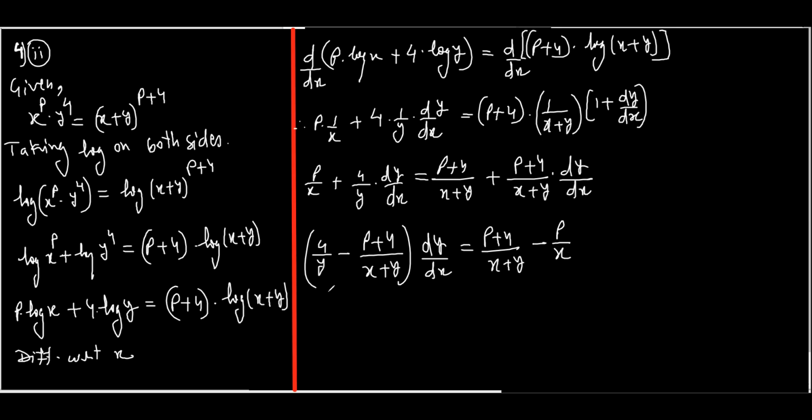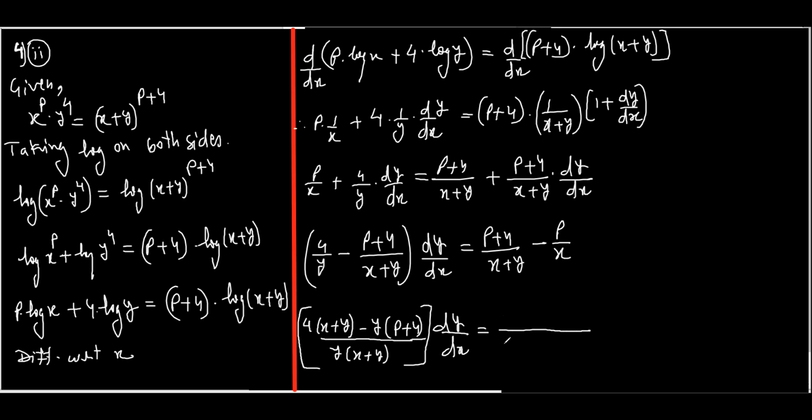So here now I get a bracket. Inside I take the LCM. So y times x plus y is the LCM. You get 4 times x plus y minus y times p plus 4, then you have into dy by dx. And here, once again, the LCM is x plus y into x. You get x times p plus 4 minus p times x plus y.